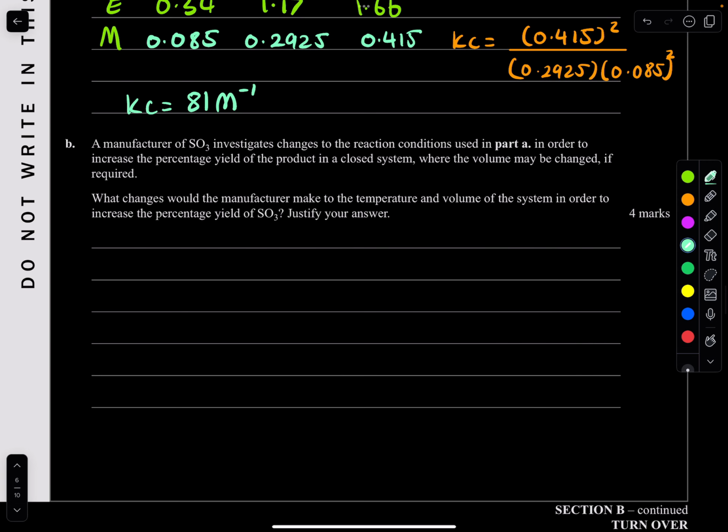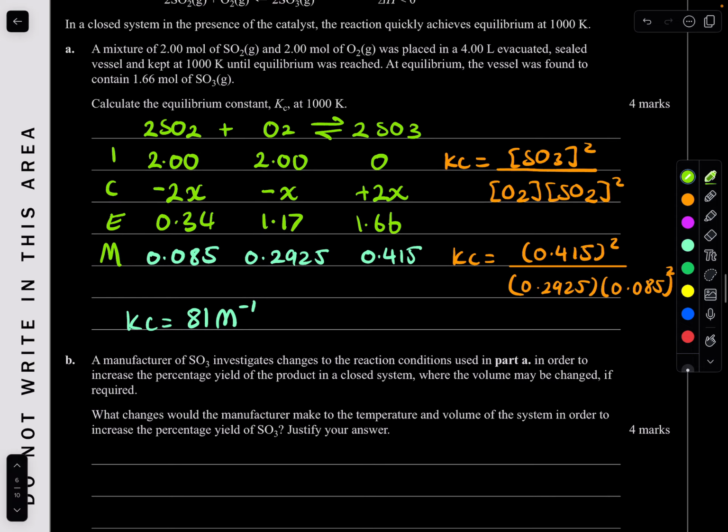B. A manufacturer of SO3 investigates changes to the reaction condition used in order to increase the percentage yield of the product in a closed system, where the volume may be changed if required. What change would the manufacturer make to the temperature and the volume of the system in order to increase the percentage yield of SO3? And justify your answer. So 4 marks. Wow.